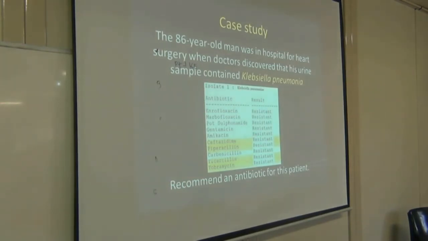So just take 30 seconds to read this case study and then recommend an antibiotic for me for this patient. It's an 86-year-old male that was in hospital for heart surgery. Then doctors discovered that his urine sample contained Klebsiella, so he had a UTI, probably a hospital-acquired UTI. You can see they sent the urine to the lab, and the lab sent you this report. What can you see on this report?